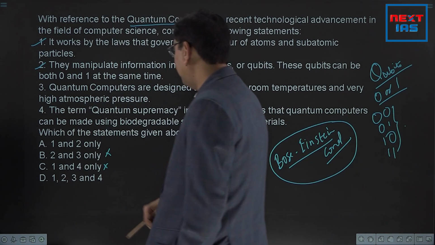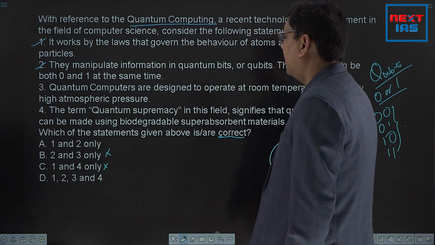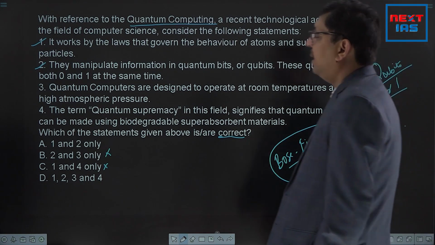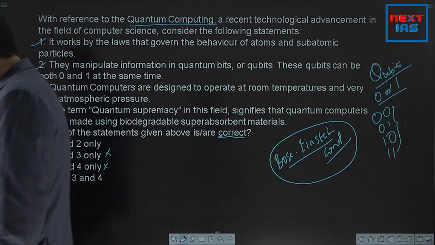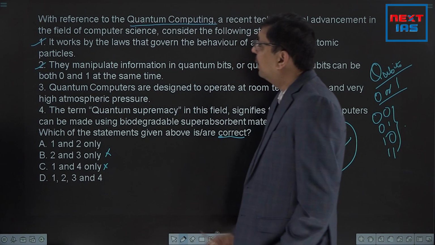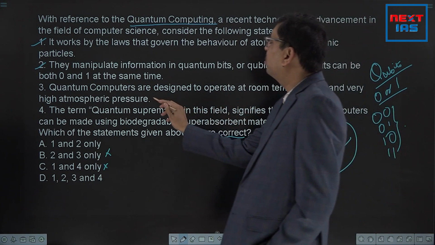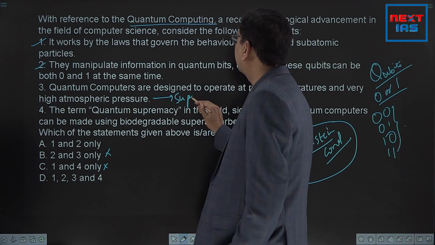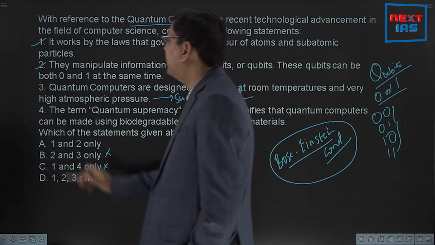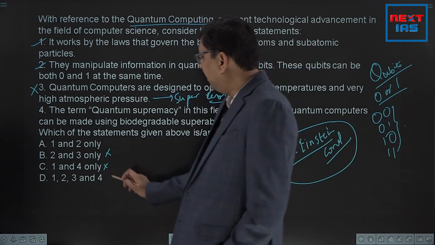The third statement is that quantum computers are designed to operate at room temperature and very high atmospheric pressure. No. Quantum computers are designed and they require supercooled atoms. Since they require supercooled atoms, this statement is incorrect. So this also cannot be the answer.